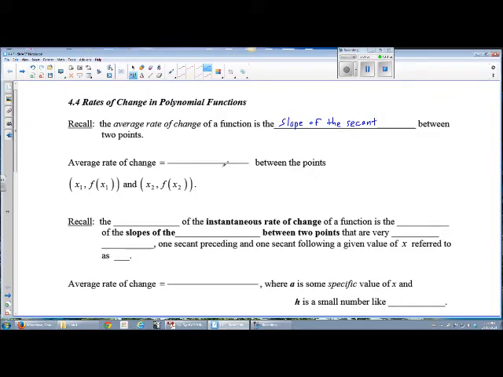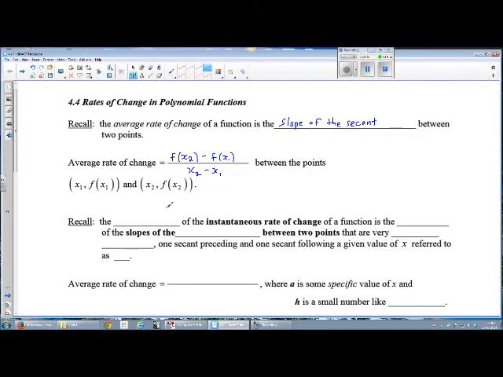And the average rate of change, the formula for this then, is f of x2, or y2, minus f of x1, or y1, all over x2 minus x1. So this is really nothing more than the slope formula, y2 minus y1 divided by x2 minus x1.